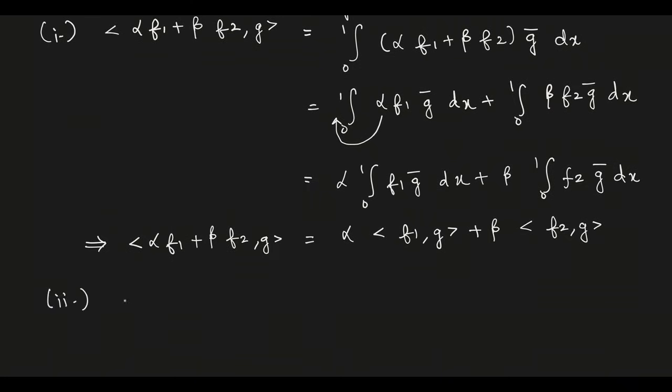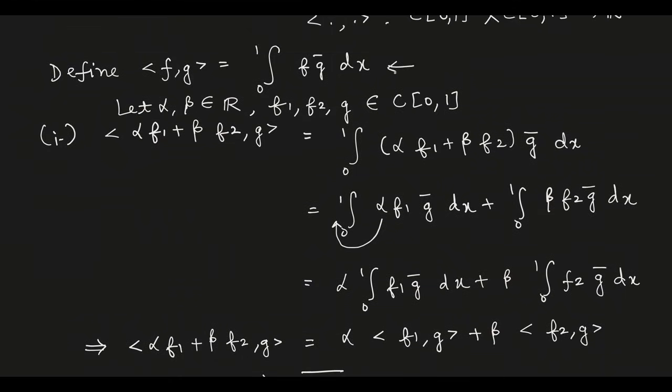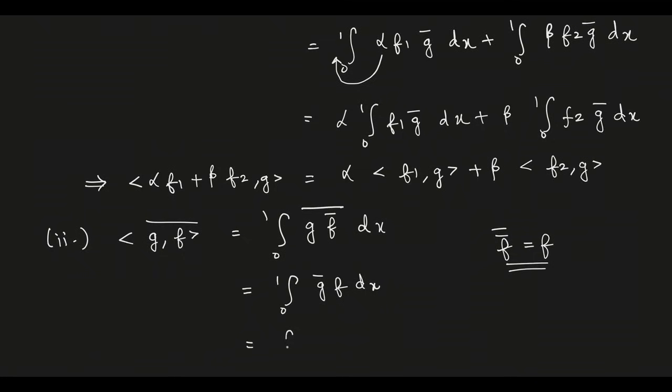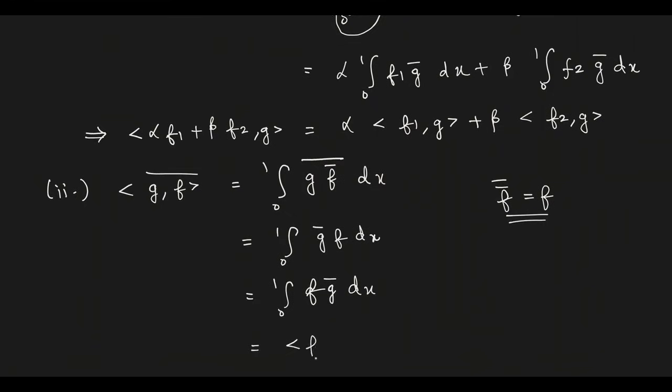Now second property: conjugate of inner product of g comma f. It will be integration 0 to 1 of g f bar, whole conjugate, dx. I have only applied this inner product definition. So integration 0 to 1 of g bar f dx, because taking the conjugate of f twice gives us f back. So this will be integration 0 to 1 of f g conjugate dx. So this will again be the inner product f comma g. Second property is also verified.